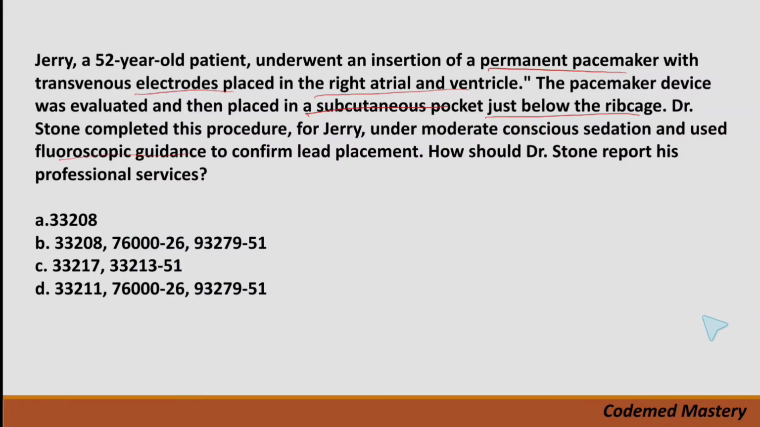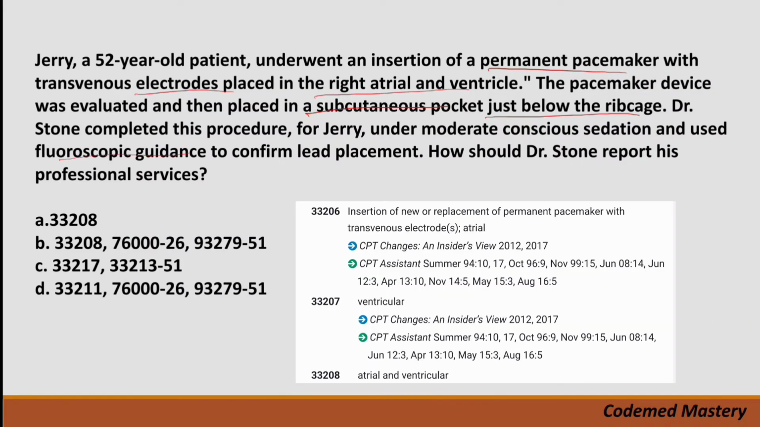33208 is for insertion of new or replacement of permanent pacemaker, dual chamber, atrial and ventricular. So in our question, what they have performed? Insertion of permanent pacemaker with transvenous electrode in right atrial and ventricle. So it is matching with our code 33208, that is for permanent pacemaker, right? So we'll keep this option for now. Let us check option B also.